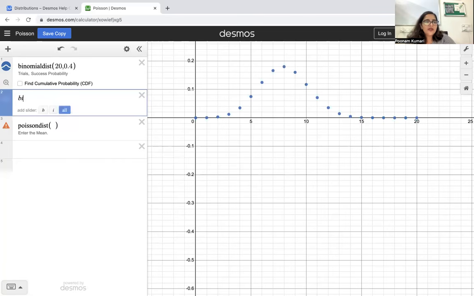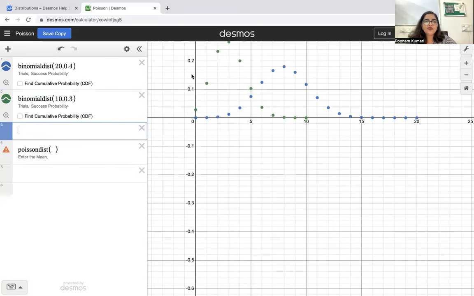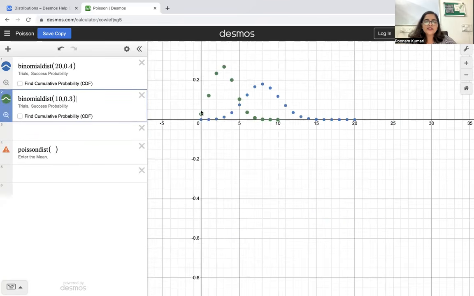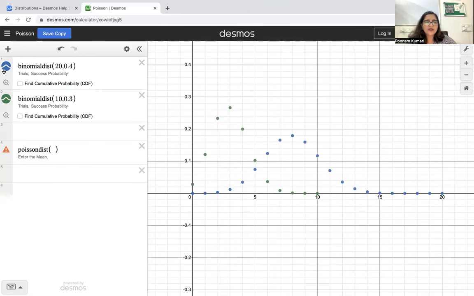Okay. So like binomial dist, bracket open, trial, let's say 10, and then probability of success is 0.3. So then what are different points? These are the green ones. So all the green points are showing you that probability. Okay.